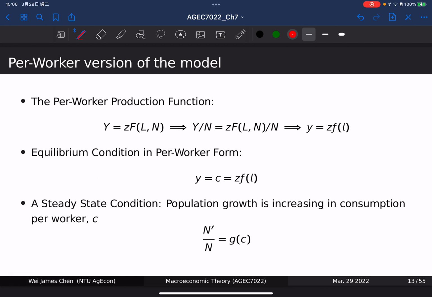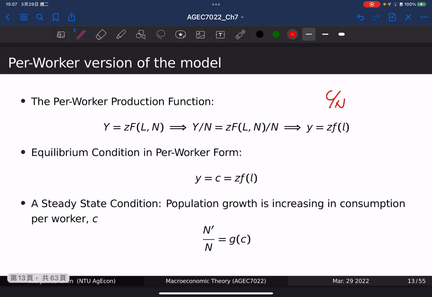And for this one, we will usually write something called the per worker production function, or per worker version of the model. The reason is that we mainly care about per person consumption anyway. So we can turn anything into per person. So for the production function, easy, we just divide anything by N. So Y divided by N, ZF divided by N. And Y divided by N, anything per worker, I will use the notation in lowercase. So it becomes the lowercase y.